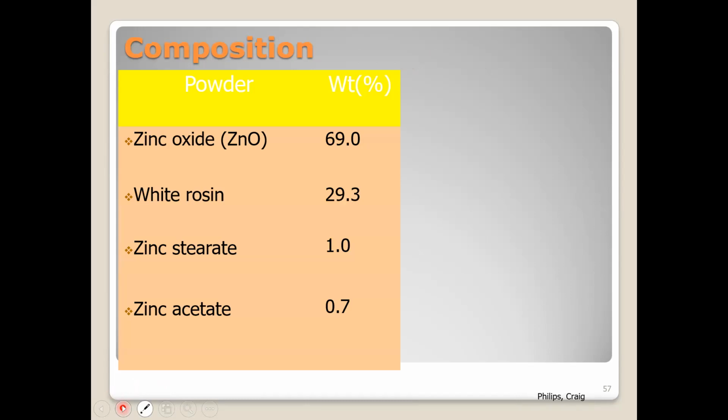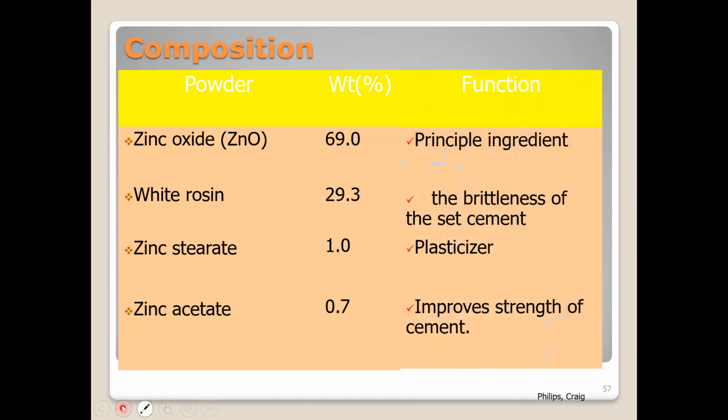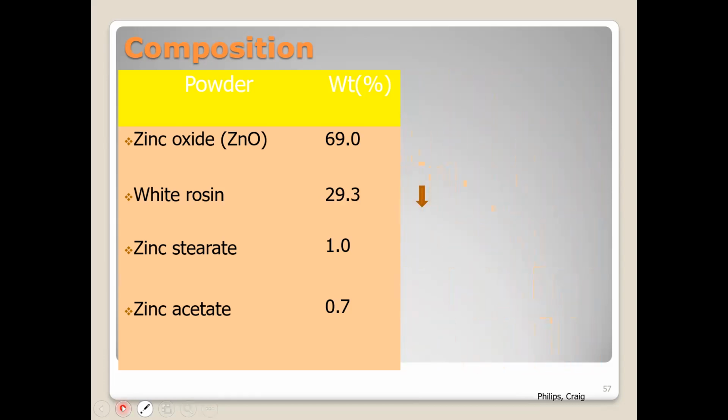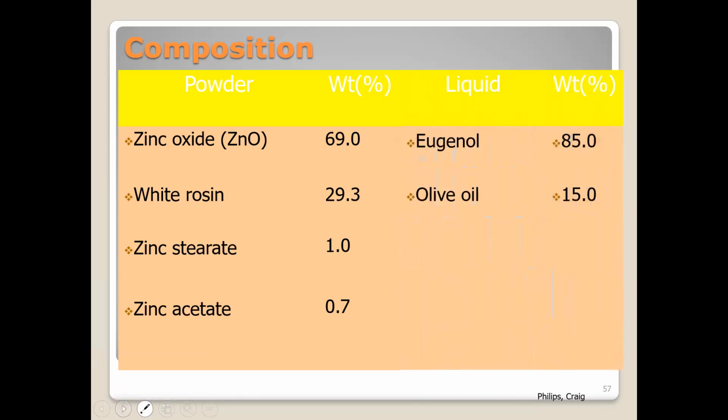And then we come to the composition. So the composition has zinc oxide 69%, white rosin, zinc stearate, and zinc acetate. So the principal ingredient is zinc oxide. The brittleness of the cement and the plasticizing effect are affected by the presence of rosin and zinc stearate, while zinc acetate improves the strength of the cement. Okay, so the liquid is eugenol and olive oil.